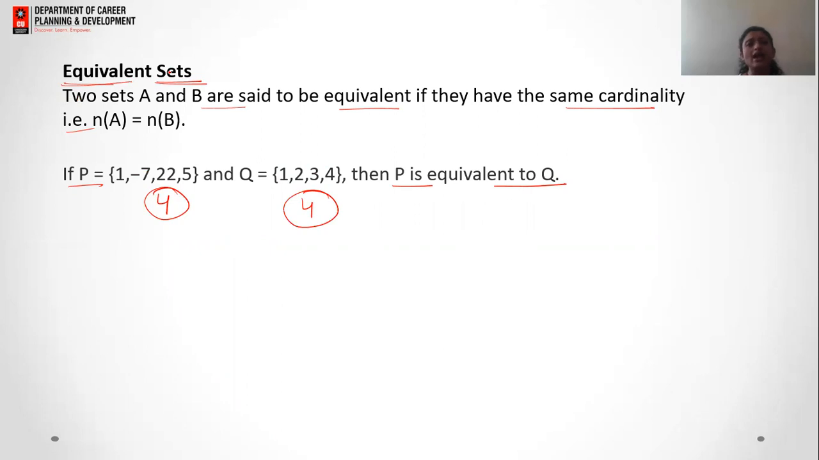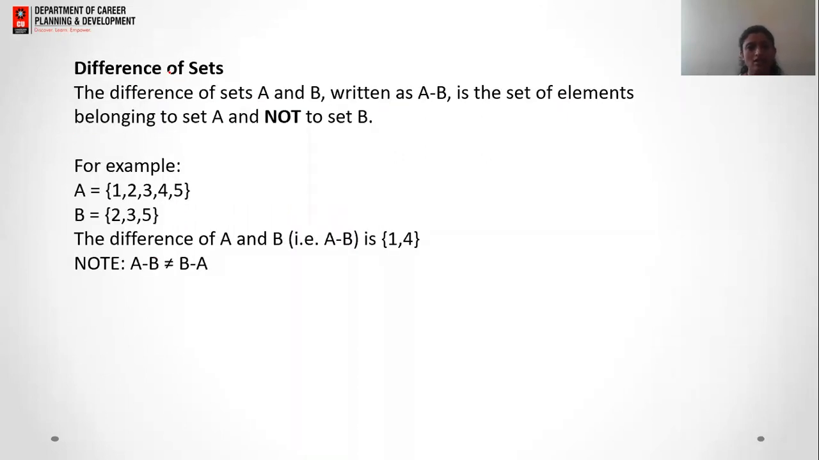But if the cardinal number as well as the elements are the same, that is known as equal sets. Every equal set is equivalent, but an equivalent set may or may not be equal. All right, so this is about equivalent and equal sets.